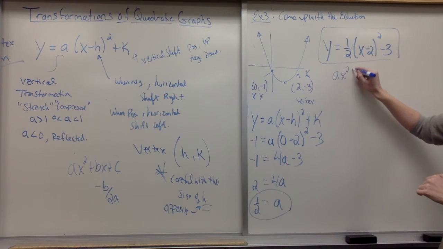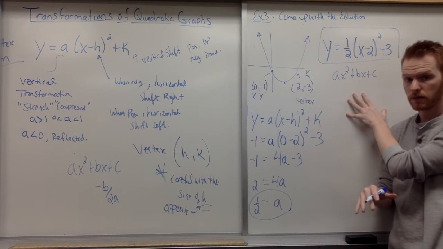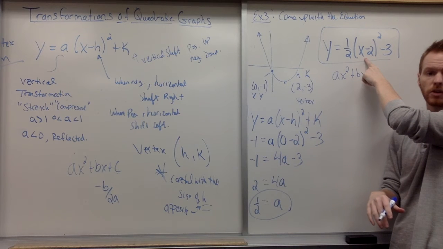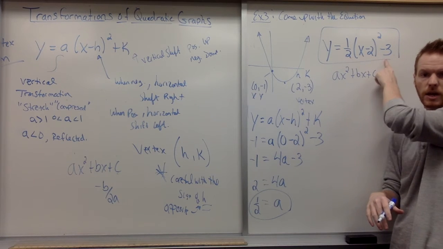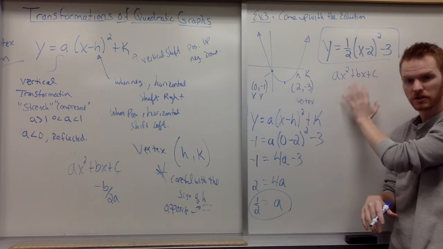This can be written like this. I want to be very clear on that. You can write this in a standard quadratic formation. All you have to do is what? Square this binomial, multiply by half, subtract 3, and you'll get your original equation. So you could write it in this format, but both of these are acceptable.